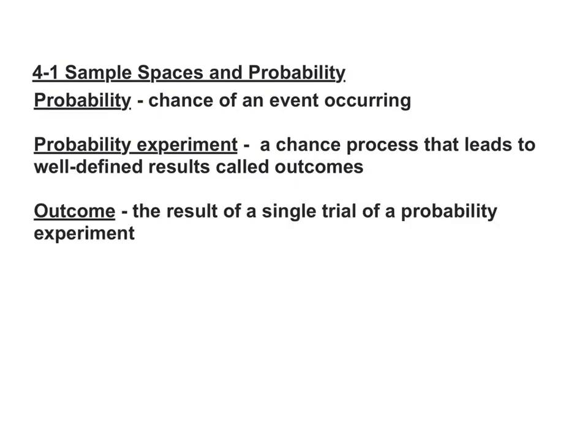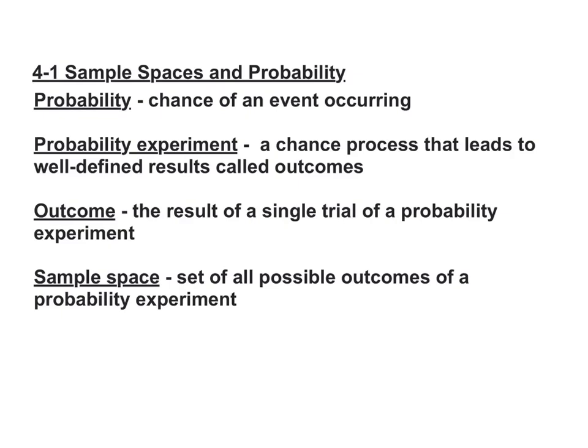Outcome. The result of a single trial of a probability experiment. So, one flip of the coin, whether you got heads or tails, that is the outcome. Last definition, sample space. The set of all possible outcomes of a probability experiment. And we're going to work on sample space because in order to actually determine probability, we have to know all of the possible outcomes. And that's where we're going to start, is trying to determine that sample space.